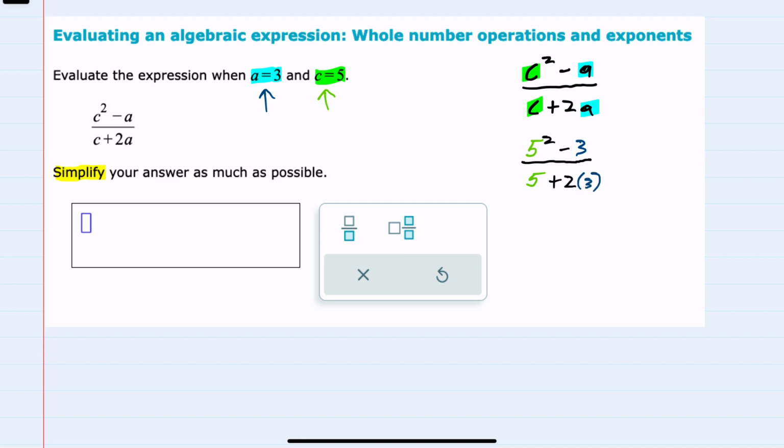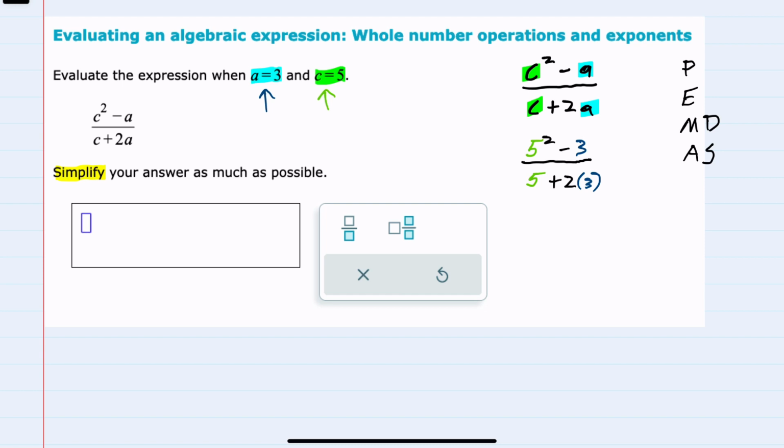A couple of notes on the way that I'm representing this substitution. I did substitute the 3 in parentheses to show the multiplication with the 2. And in the top where I have the 5 squared, I did not use parentheses, although if that 5 would have been negative, I would have used parentheses just to show that the entire number is being squared. But since it's positive, that wasn't needed.